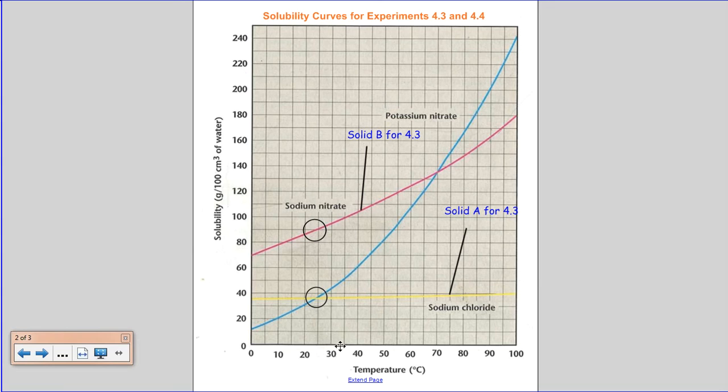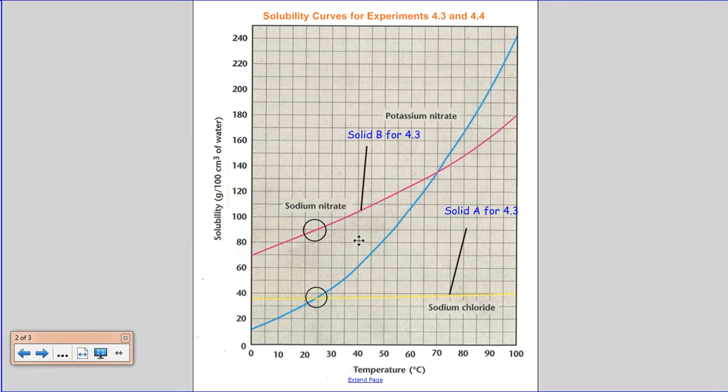And I've circled the points of interest on this graph. Experiment 4.3 was conducted at room temperature, so the solids were dissolved in water at room temperature, which is about 24 degrees or so. So I've circled 24 degrees for the yellow line and 24 degrees for the magenta line, because those are the two solids we used. So we used sodium chloride, which is solid A, and solid B was sodium nitrate.